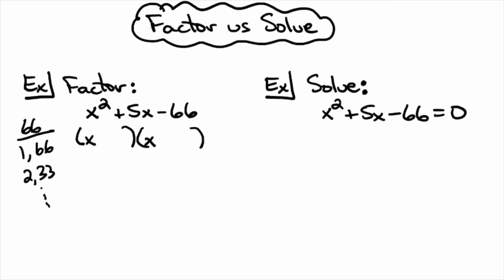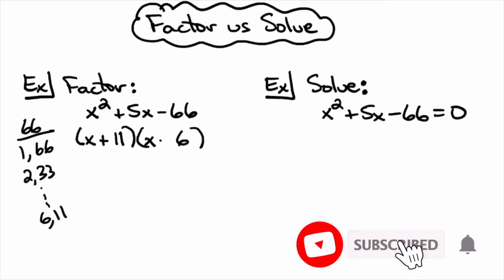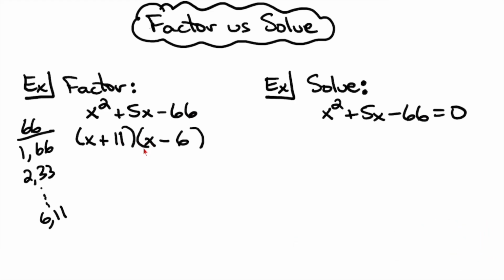All right, as we can see, 6 times 11 is going to give us a 66 on the end, and we need it to be a positive 5 in the middle. So when I insert the 11 and the 6 to get the positive 5 in the middle, I've got to have the positive on the 11 and the minus on the 6. Checking there, 11x from the inside terms, and then a negative 6x on those outside terms will give us that positive 5x. So at that point right there, because it says factor, you are done. You don't go any farther.